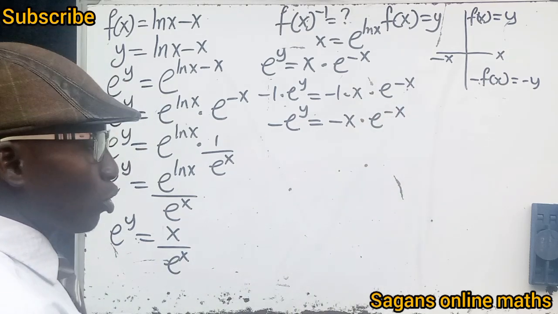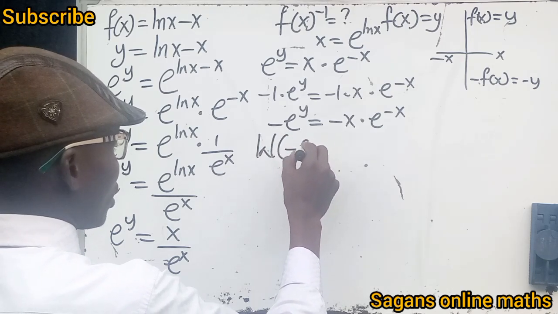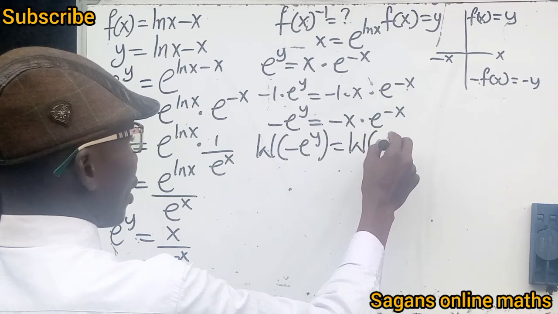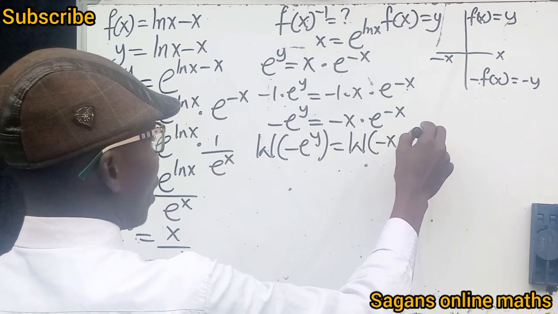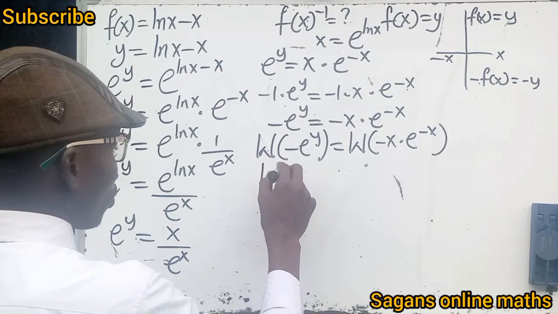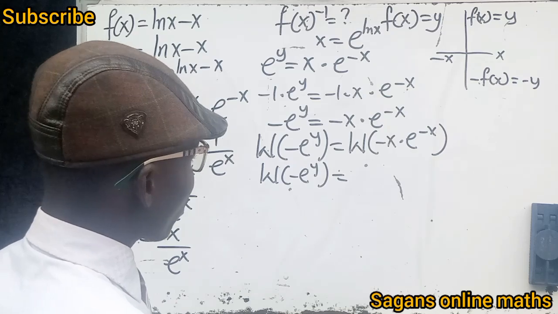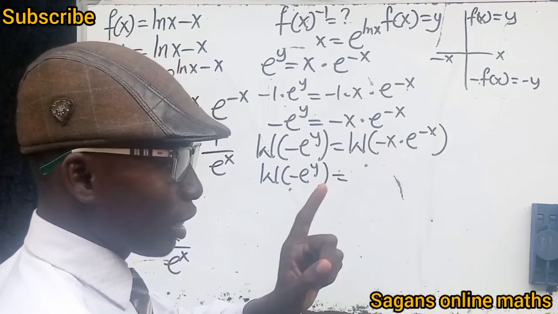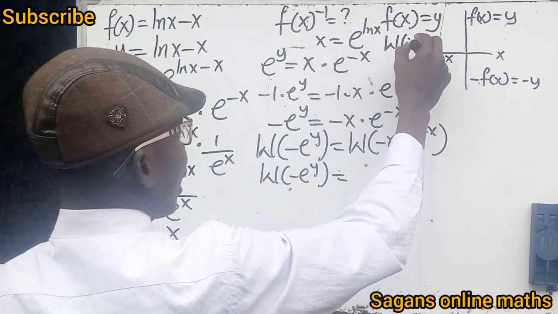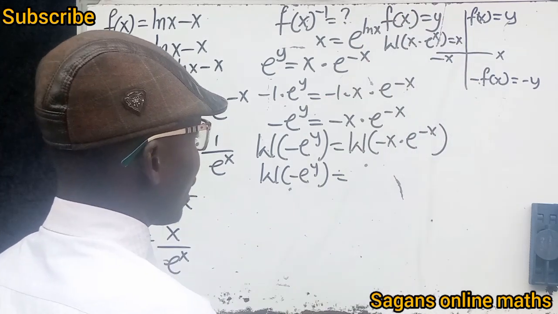Now we can take the Lambert W function on both sides. That means the Lambert W function of minus e raised to the power of y equals the Lambert W function of minus x multiplied by e raised to the power of minus x, okay. That's good. That means the Lambert W function of minus e raised to the power of y equals, now the Lambert W function of this will give us just negative x. Remember that the Lambert W function of x multiplied by e raised to the power of x is always equal to x.